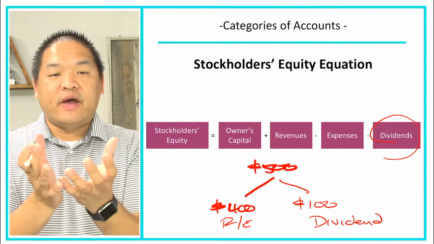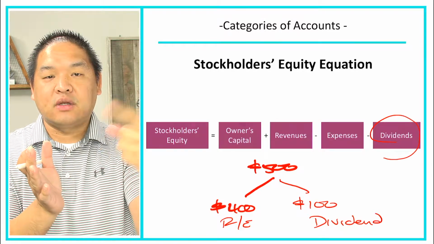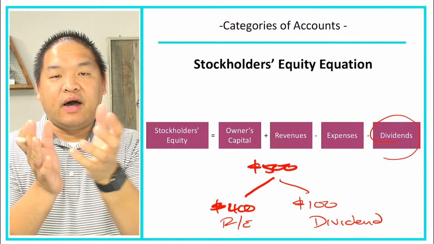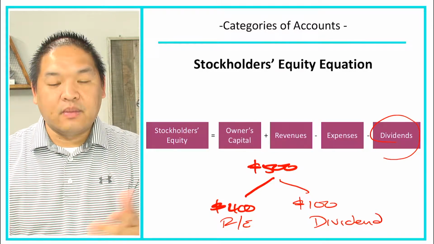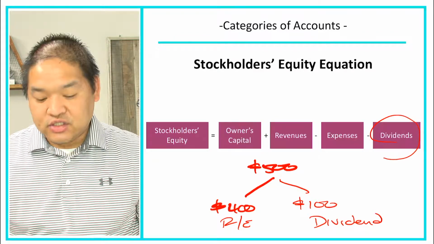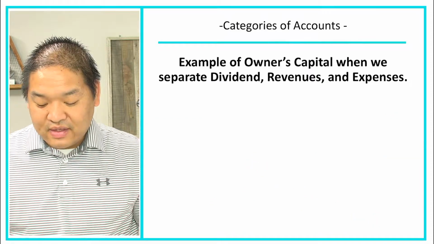So company makes $500. They said, okay, we're going to hold $400 because we want to reinvest in our organization, but we also have $100 here that's left. We're going to distribute that back to the shareholders in a form of what we call a dividend. So that's the stockholders' equity equation, and that's what a dividend is.